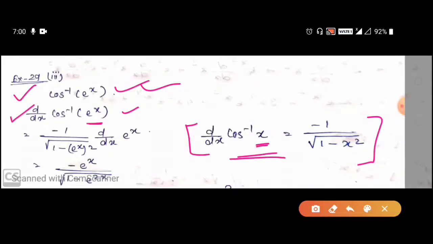Now we have to again differentiate e to the power x. Differentiation of e to the power x with respect to x is e to the power x. So our answer is minus e to the power x by root over 1 minus e to the power 2x.